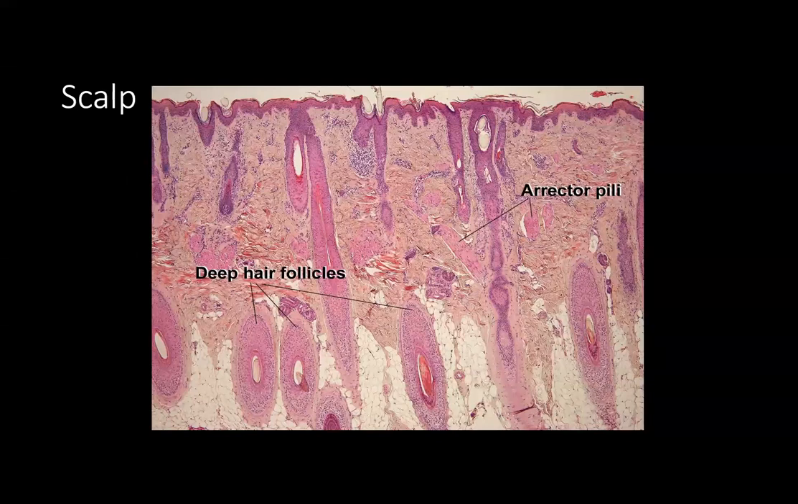So the scalp is full of hair follicles. You can see 1, 2, 3, 4, 5, 6, 7, 8 anagen hair follicles here, just even in this cross section. You can also see higher level telogen hair follicles as well. You can see erector pili muscle.